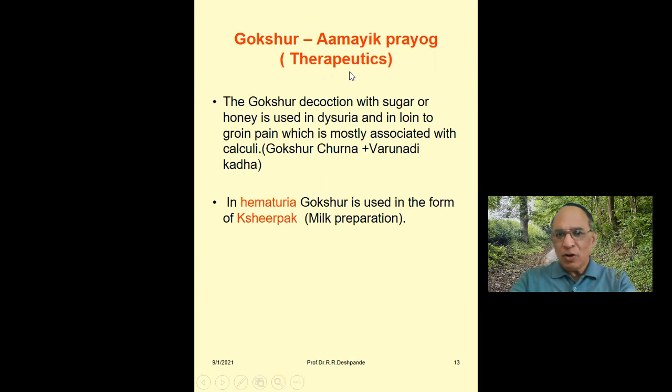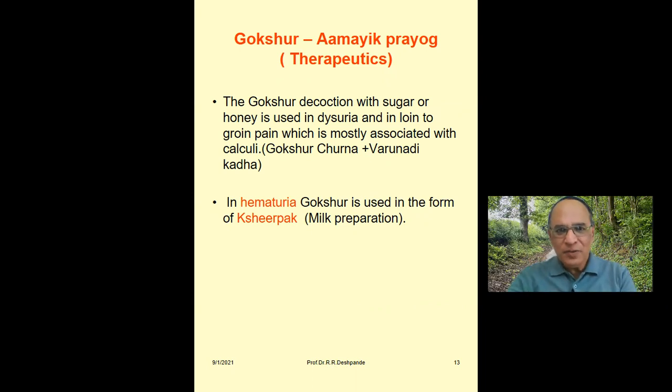Gokshur Amaik Prayog, or therapeutic effect. Gokshur decoction with sugar or honey is used in dysuria or painful micturition, which sometimes goes from loin to groin, mostly associated with calculus, Mutrashmari. Gokshura Churna plus Varunadi Kadha is given in urinary calculus or Mutrashmari.